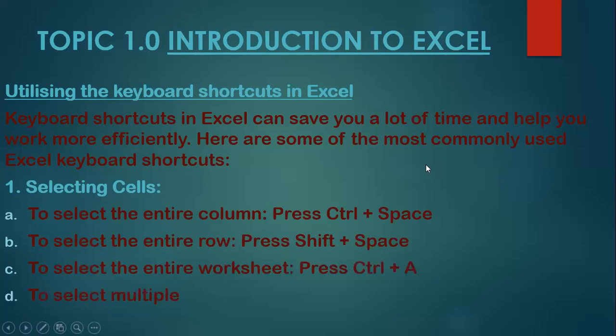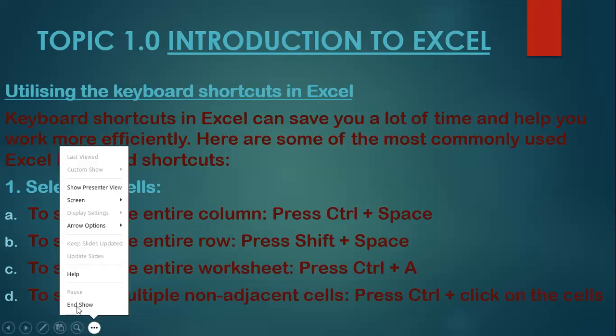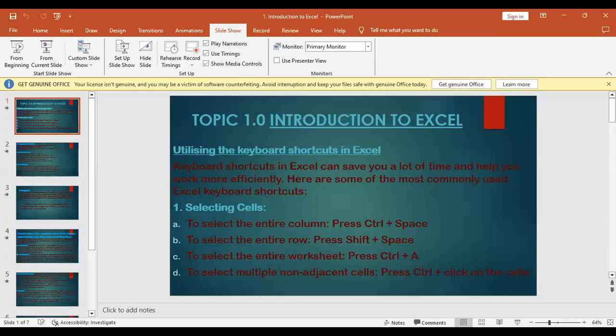Number one, we have selecting cells. If you want to select a cell, we start with the entire column. For the entire column, you press Control Space to select the entire column. I think again I'll have to share some Excel file. I think there's some opened.